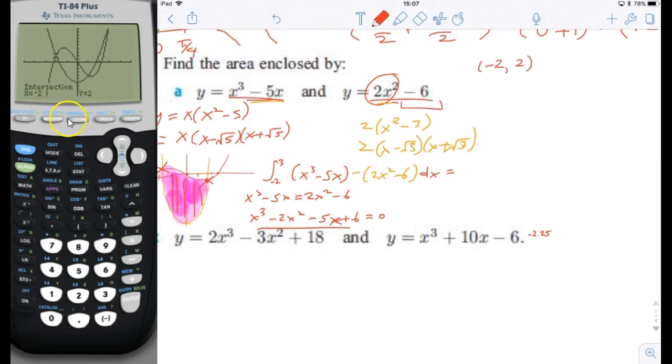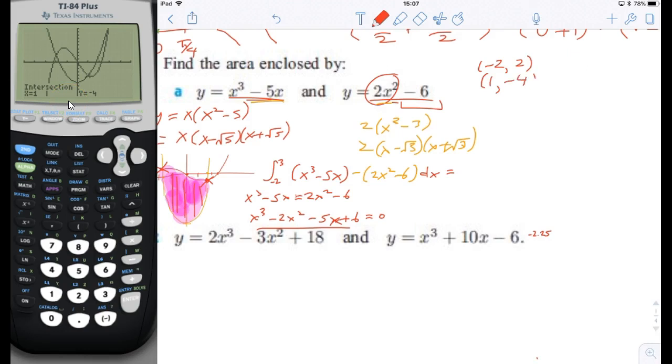My next intersection is going to be this one here. Let's try to find that. Second calc intersect, which is number 5. First curve, second curve, yes, yes. What's your guess? I'm going to move my cursor close to this other point, hit enter, and it tells me that it is 1, -4.